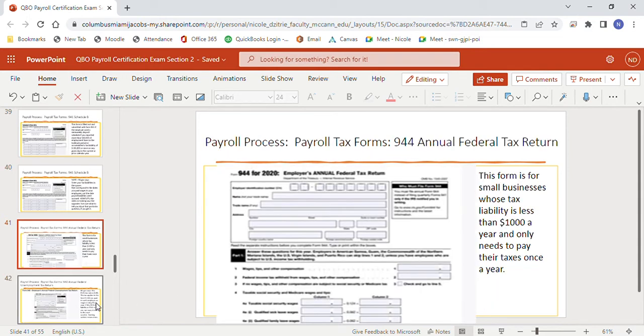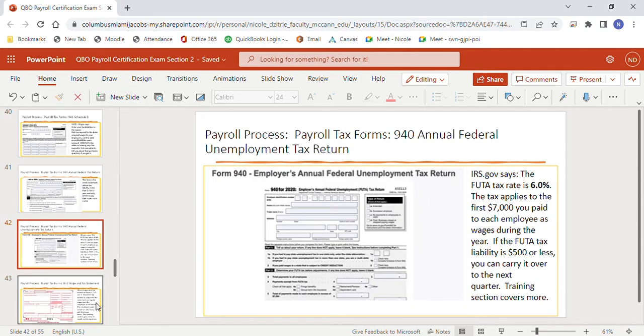The next one is Form 944, and this form is for small businesses whose tax liability never gets to $1,000 or more. So they're just going to remit their taxes at the end of the year. It's like a 1040-EZ. It's nice and simple because you're only making the one payment.